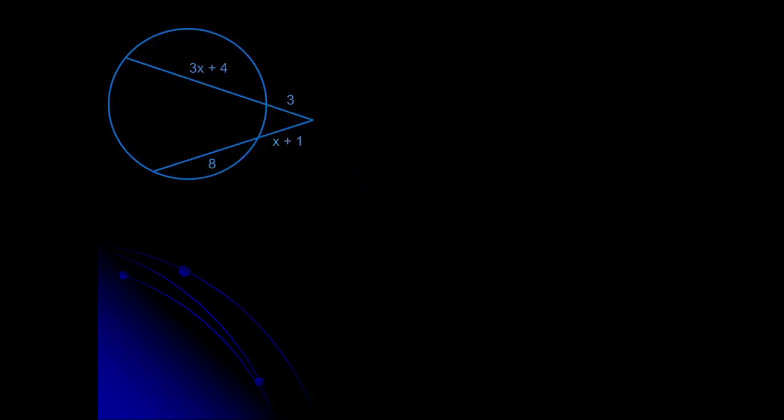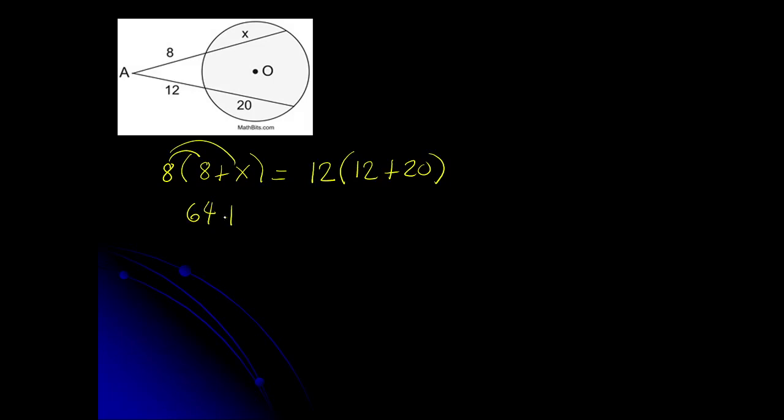This one. We will come back to that. We will have simple problems first. Let's have this one. You tell me what to write. Let's focus over 8 and x first. Shorter side: 8 times 8 plus x. And we have 12 times 12 plus 20. Okay, distribute. This is 64 plus 8x.